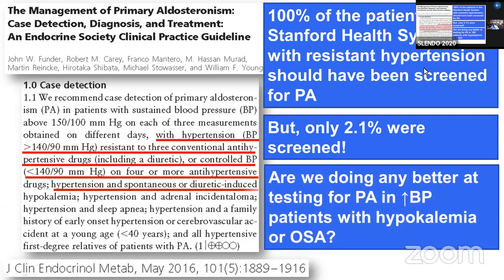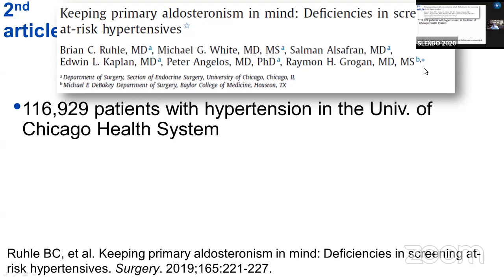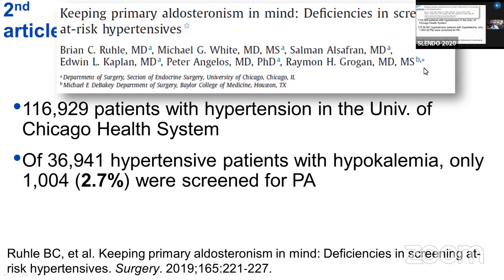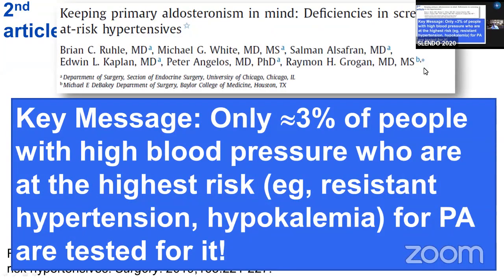Are we doing any better at testing for primary aldo in patients with hypertension and hypokalemia, or hypertension and sleep apnea, two other subgroups that we highlighted in the guidelines? This is answered in this article from the University of Chicago, where they had 116,000 people with high blood pressure. 36,000 had hypokalemia, but only 2.7% were screened for PA. And they had 5,000 patients with hypertension and sleep apnea, and only 3% were screened for PA. The key message here is this: only 3% of people with high blood pressure at the highest risk for PA, resistant hypertension, hypokalemia, are tested for it. The people without resistant hypertension or hypokalemia, the prevalence of testing is even lower.